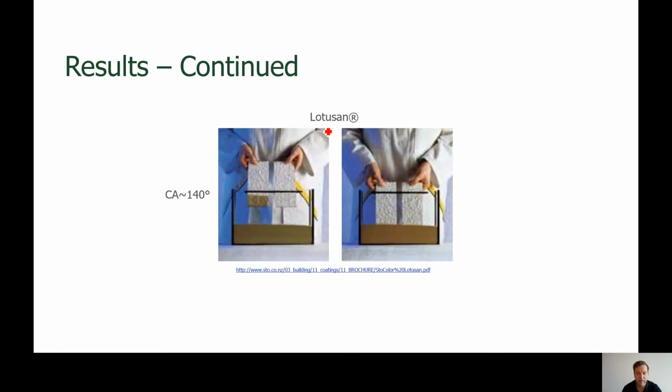Finally, we have the Lotusan. It's been included for completeness, but they basically take two different samples here. One of them has been coated with the Lotusan, which comes out clean, and one of them has pollutants on it. And in general, there's a contact angle of approximately 140 degrees. So it's not quite super hydrophobic, but it's relatively super hydrophobic.